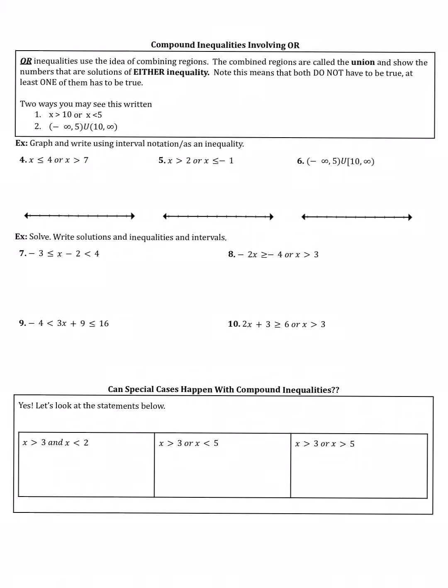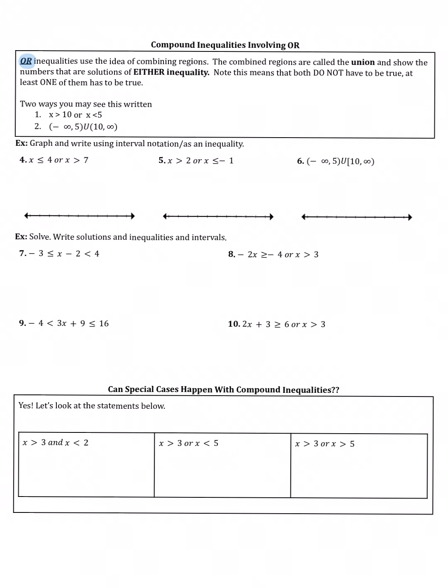So compound inequalities involving or are very different than and, because before when we talked about an and compound inequality, both things must be true in order for us to be talking about that solution set or the numbers within that range. Now when we're saying or, we really mean that a number that is true in the first inequality or the second inequality, or possibly a number that is true in both, is a solution.